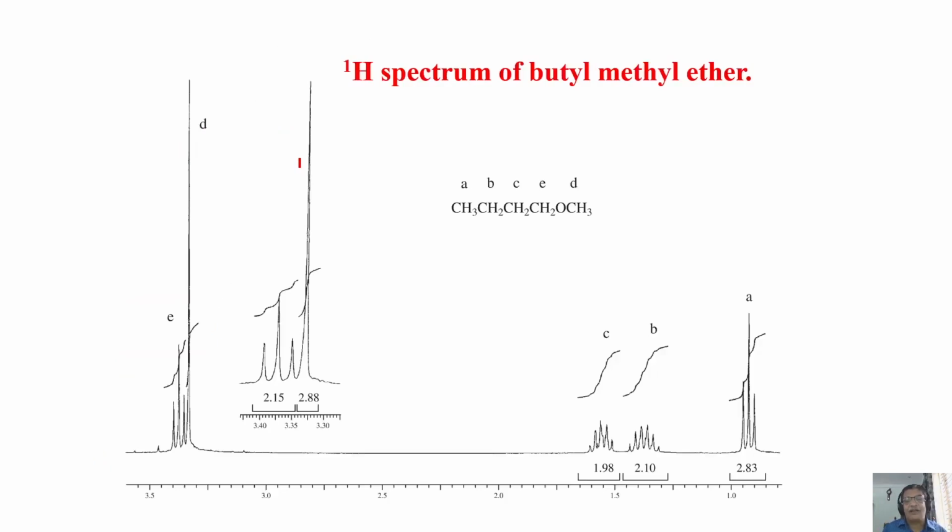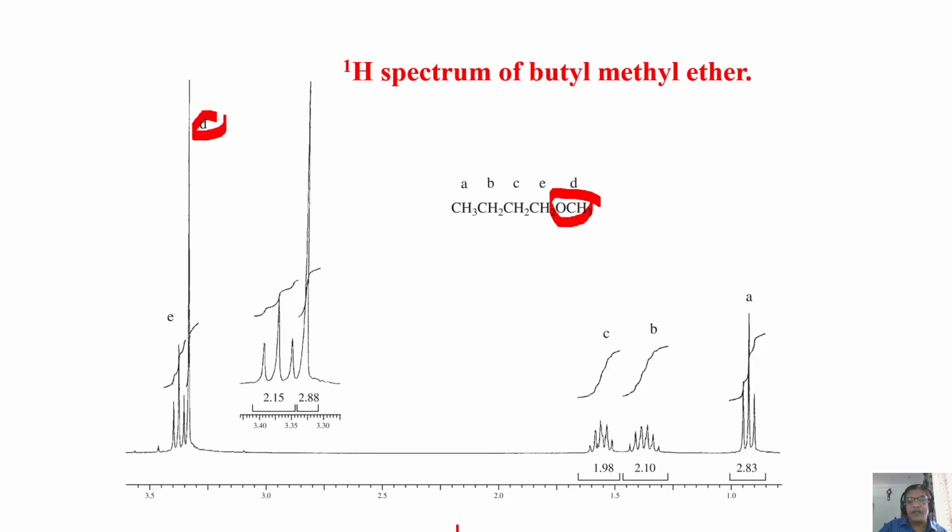Well, we can go on interpreting like this. This is the 1H NMR spectrum of butyl methyl ether. Here nothing much to think. Very clearly you can start assigning. It is an OCH3 group, not coupled to any of the protons. It must be a singlet. We can see there is only one singlet here.